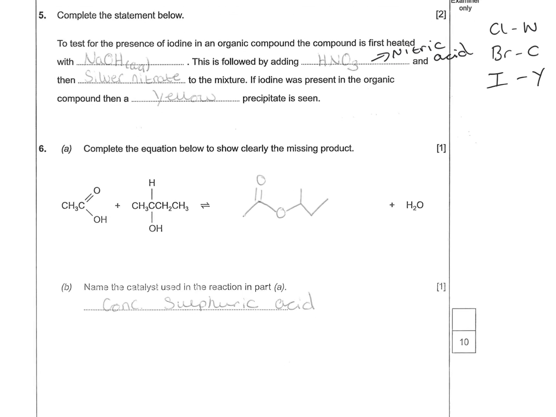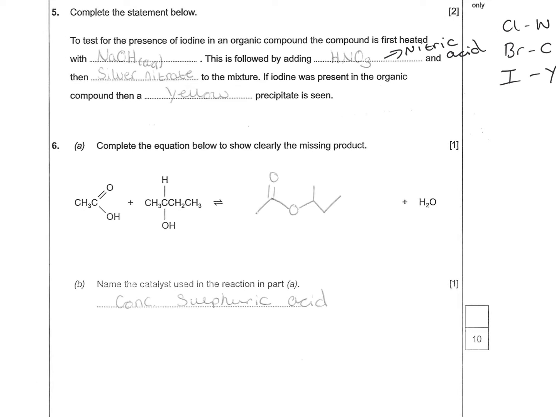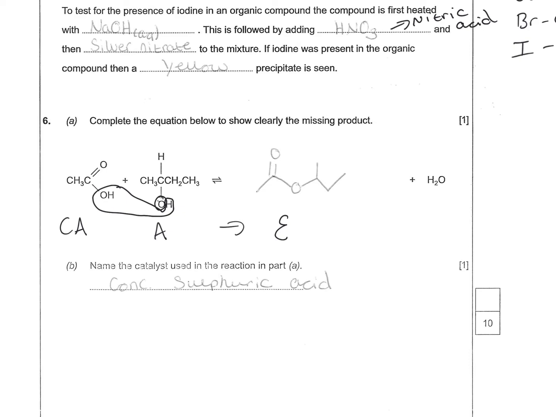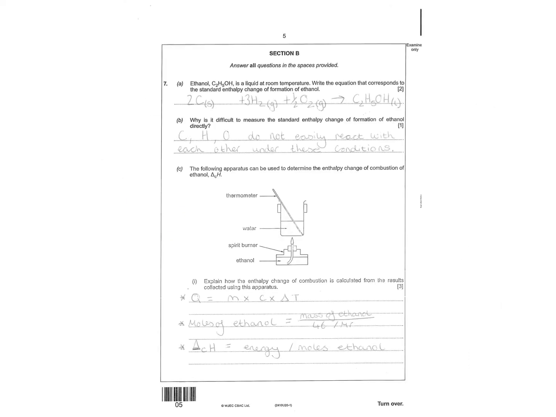Okay, complete the equation to show the missing products. So this is a carboxylic acid plus an alcohol will make an ester, and then you don't have to draw it like that because it doesn't say skeletal formula. You could have drawn it as a displayed formula. All that happens is the O from here, the OH and the H from this, but you can't really see it, come off, and then that's where that oxygen comes from there. Okay, name the catalyst, concentrated sulfuric acid.